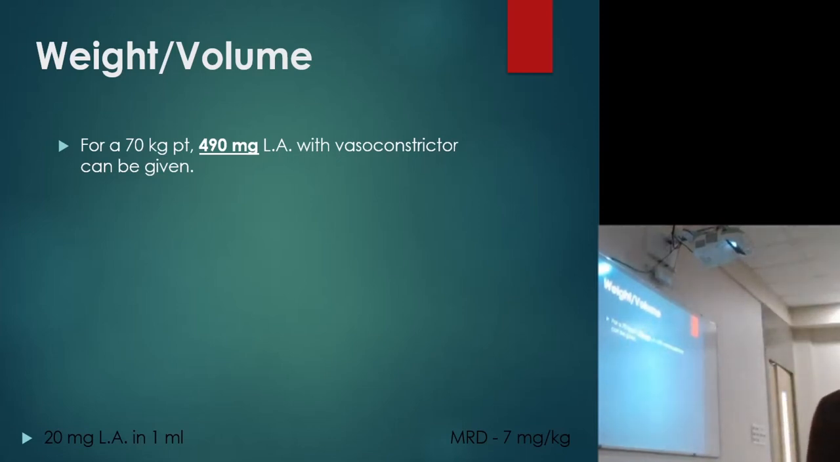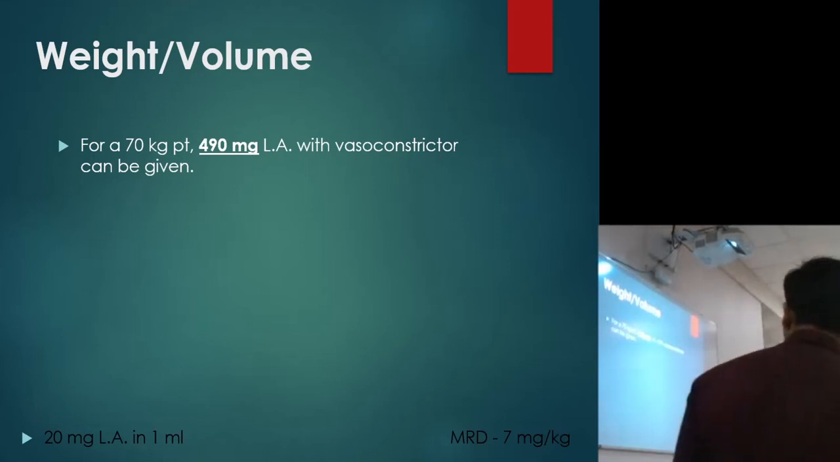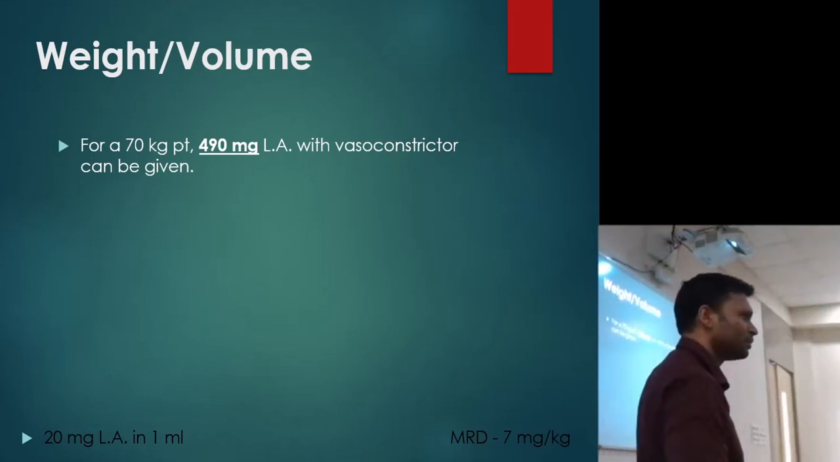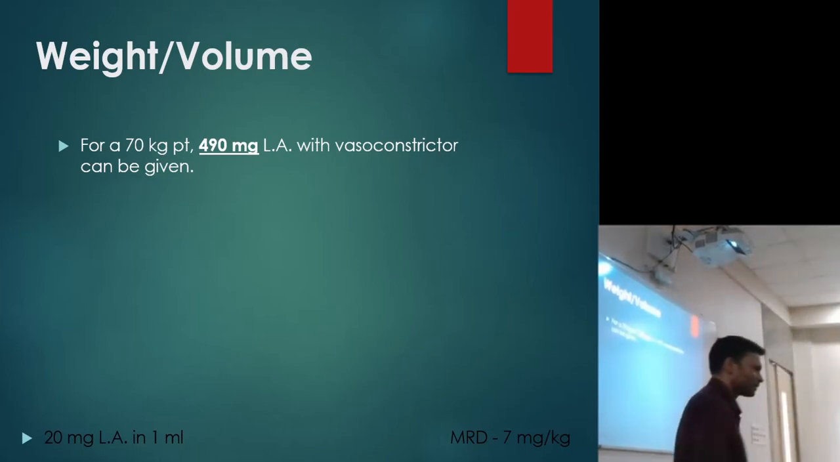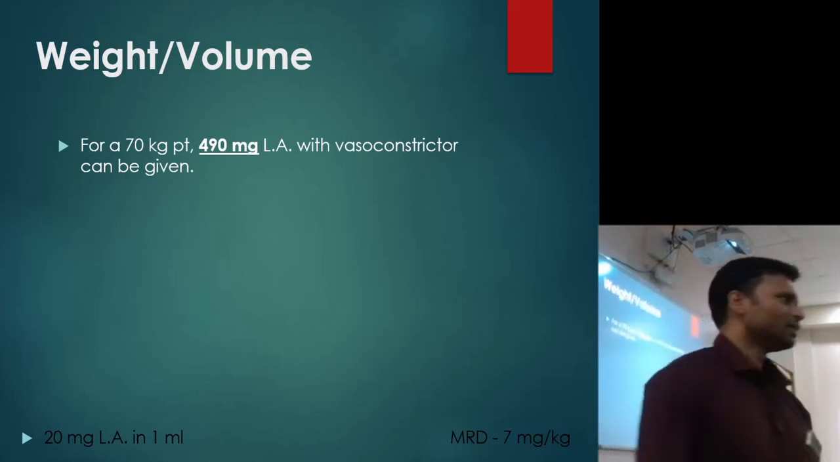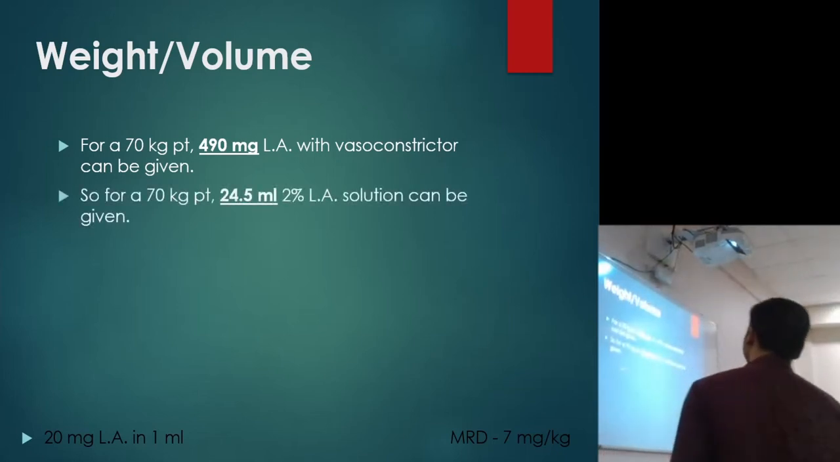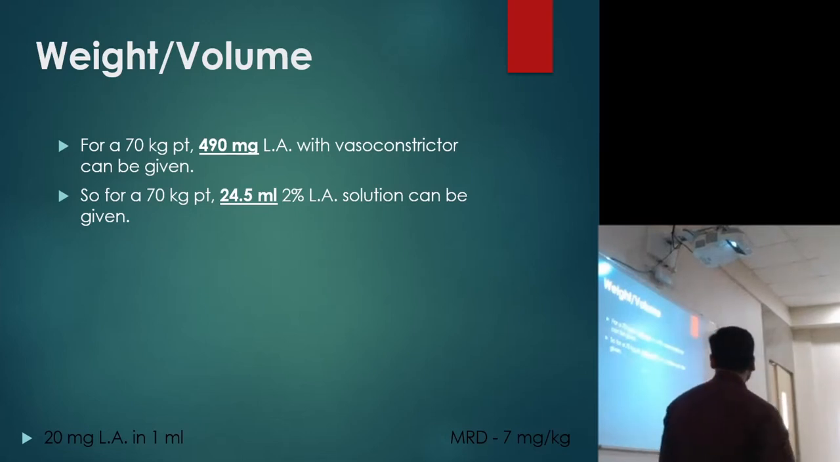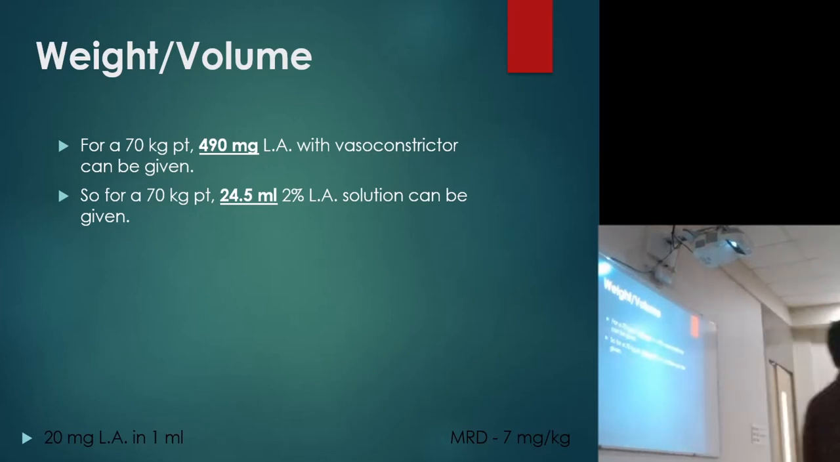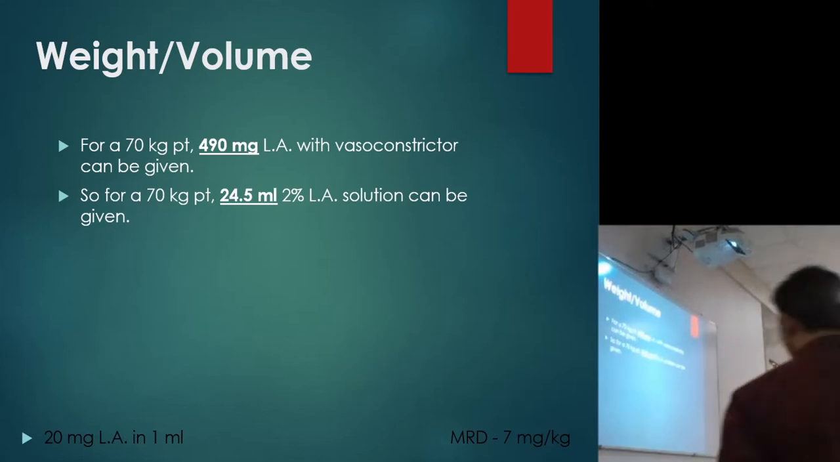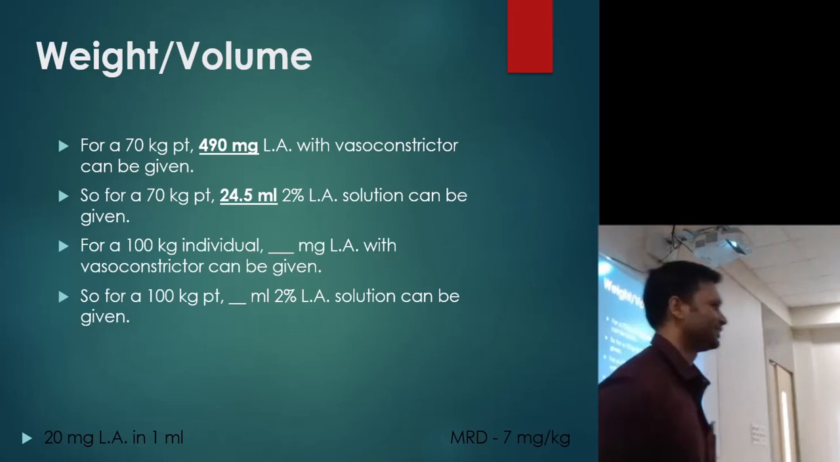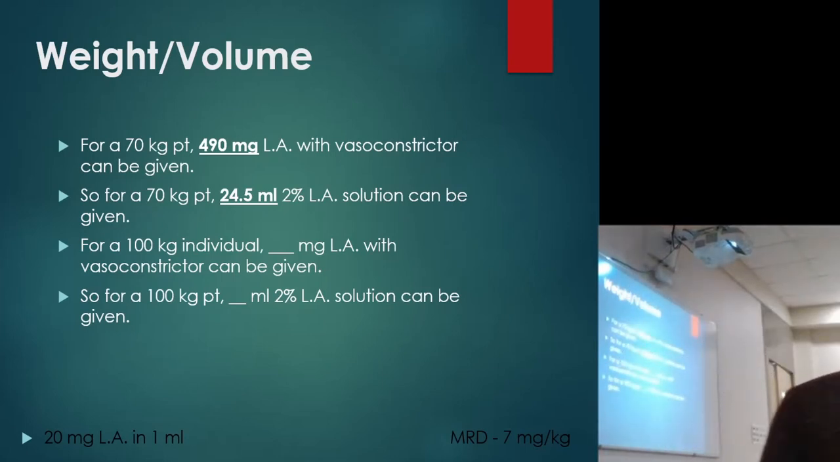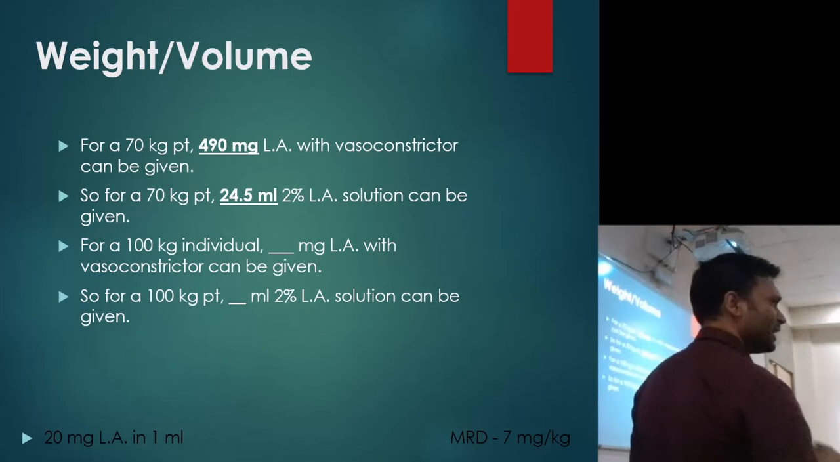So to know how much ml of LA can be given to the patient, it is simple. 490 को 20 से divide करो. So now take out your calculators and divide 490 से 20. What is the answer that you get? 24.5. So for a 70 kg patient, 24.5 ml of 2% LA solution can be given maximum. Okay? So now tell me इसका answer. 100 kg individual है, how much mg LA can be given and how much ml LA can be given?